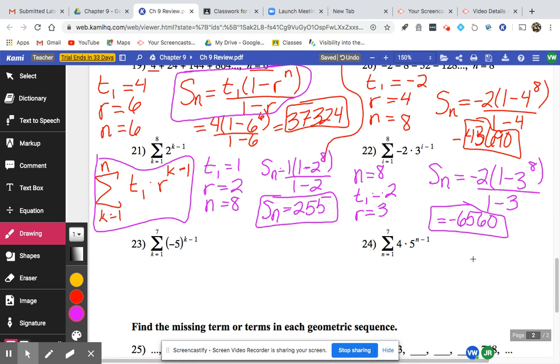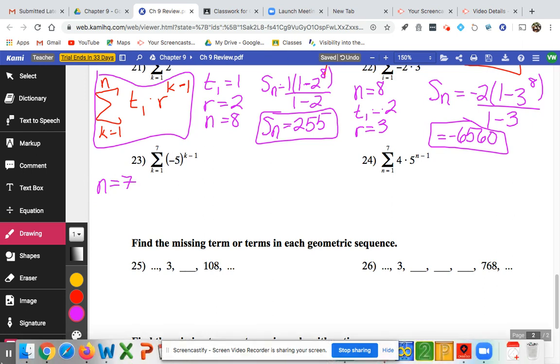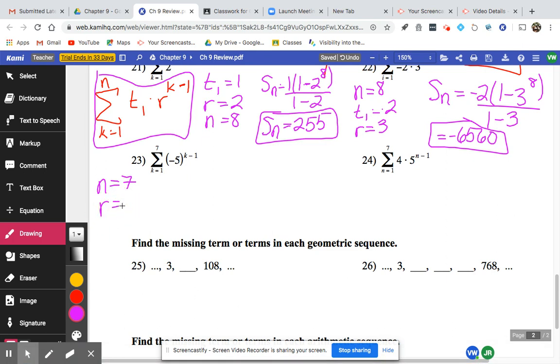Here's number 23. Here we want to definitely be especially careful. So once again, we're in sigma notation. Let's pick out what we know. Here my n is 7. Again, n is always on top of your sigma. My rate has the exponent with it. So here my rate's -5. My first term is in front of the term with the exponent. Since there's nothing really written there, it's understood to be 1. It's 1 times -5 to the k minus first power.